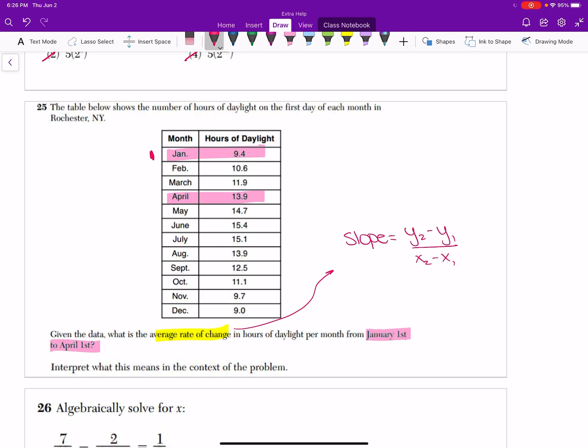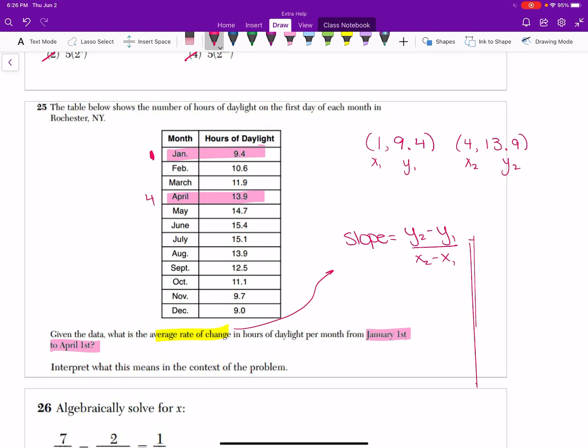January is month number 1. April is month number 4. So we have the (1, 9.4). That could be our x1, y1. And the (4, 13.9). That could be our x2, y2.